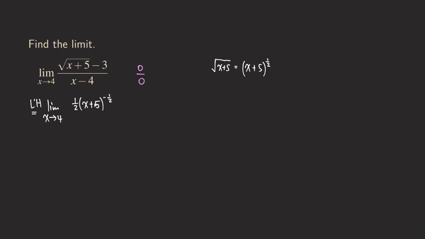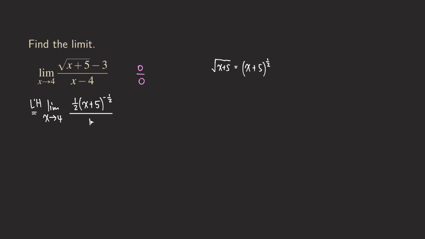And then multiply by the derivative of the inside. The derivative of the inside is just 1, so we just leave it. And then take the derivative of the minus 3. This is a constant, so we are going to just get 0. So now our numerator's derivative is just this expression. What about the denominator? The denominator is a linear expression, so it's also really simple to take the derivative. The derivative of x is 1, and then the derivative of negative 4 is 0, so we just get 1.